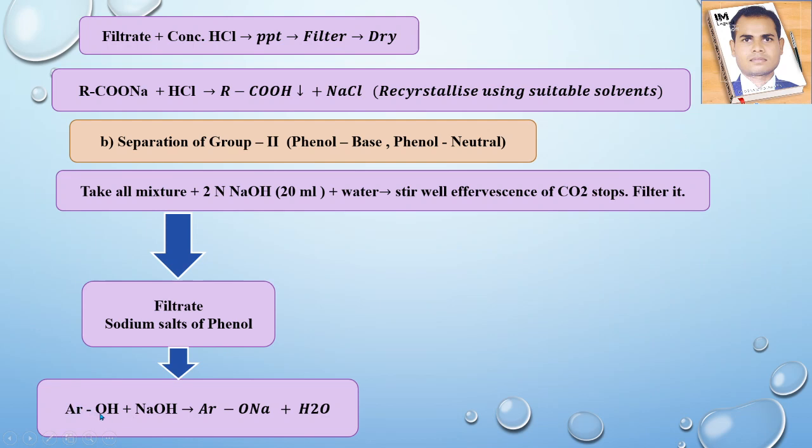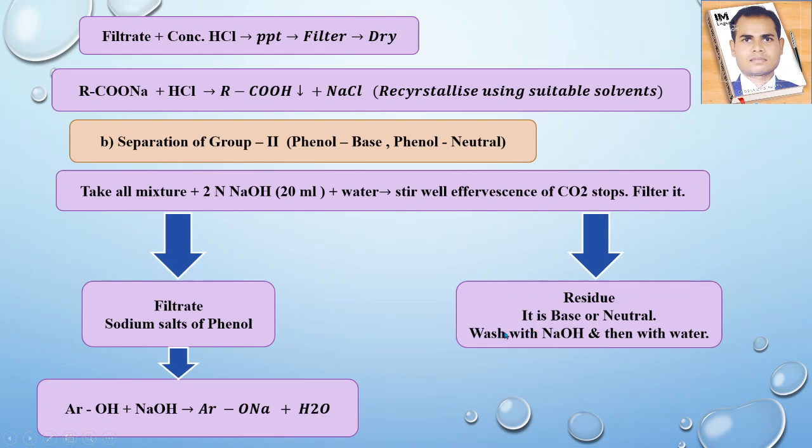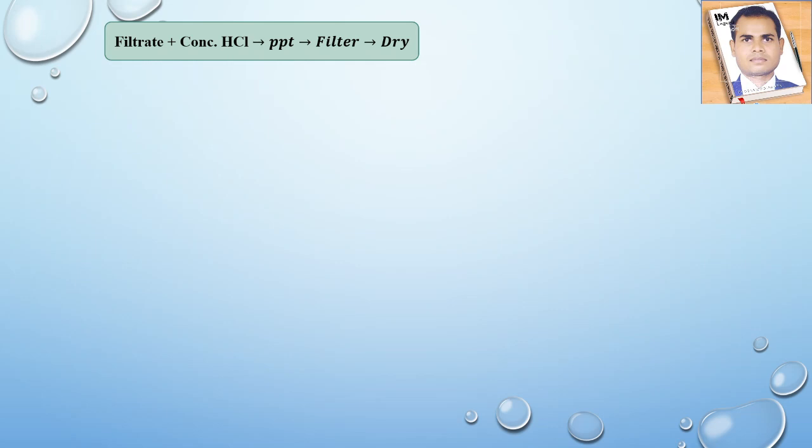So the reaction will be like this. A cyclic compound with an OH group is there, and we have added NaOH solution into that, and it will form the sodium salt of phenol. Water will be there, and on the other side a residue is there, it may be base or neutral. We have to wash with the NaOH and then with the water. After washing, the filtrate we get, we add concentrated HCl, and a precipitate will be obtained, and again we filter and dry it.